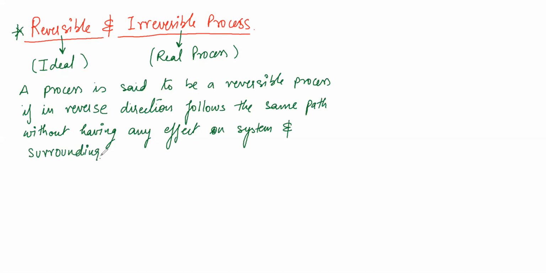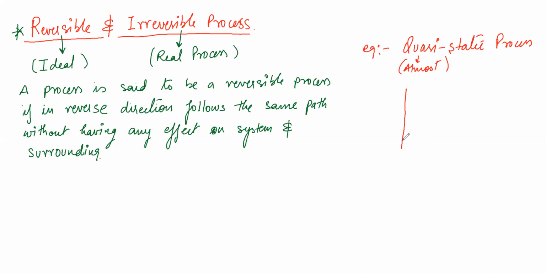So let's take one example, and we have defined this example as a quasi-static process. Static means stationary and quasi means almost, right? So an almost static process is what we are going to define. So let's see how this process works.